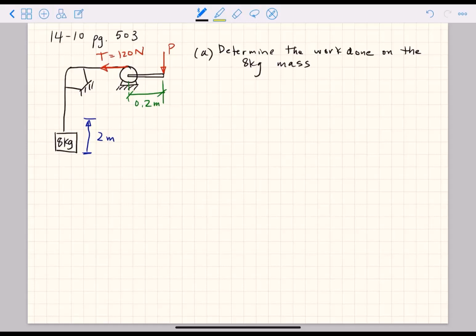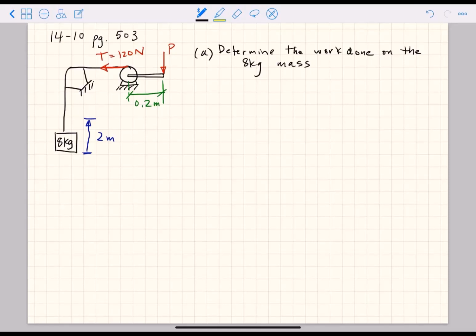Well, we do know it moves up 2 meters, so we know that that's the displacement. We also have a weight, and obviously that weight is what is going to provide tension in that line. Okay, so that might be a little confusing because you're going to look at it and say, well, yeah, but we have a tension of 120 newtons. Yes, but that's also due to the friction in the line, and that's at the other body.